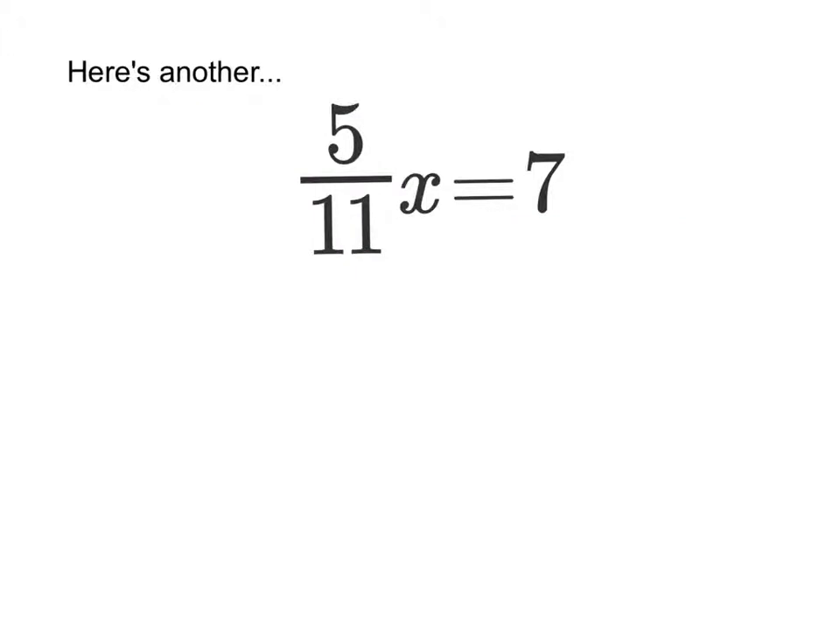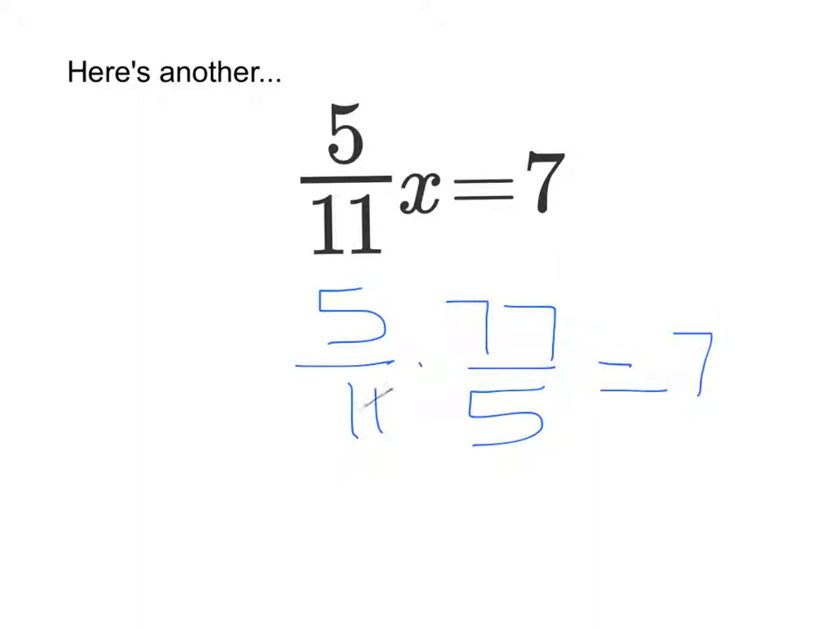Now remember, the last step is to plug it back in and check. If we take 5 over 11 and we multiply it by 77 over 5, do we get 7? Well, 11 cancels with 77, leaving 7, and 5 with 5, leaving 1. So I end up with 7 equal to 7, which is true. So I have a solution to my equation. X is 77 over 5.